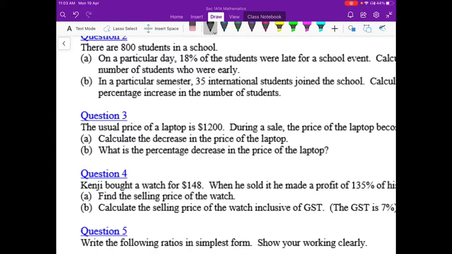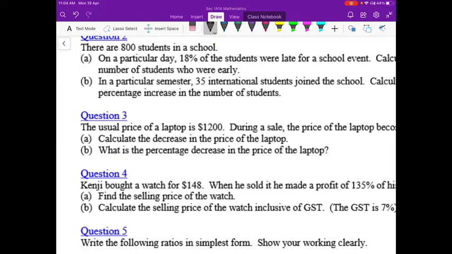Okay, so listen to my questions carefully. Reynard, were there 18 students who were late for school? How many people were late for school? 18 what? 18%. 18% of what? Of the students. Okay, yes, correct. So it is not 18 students late. It is not just 18% late. It is 18% of the students.